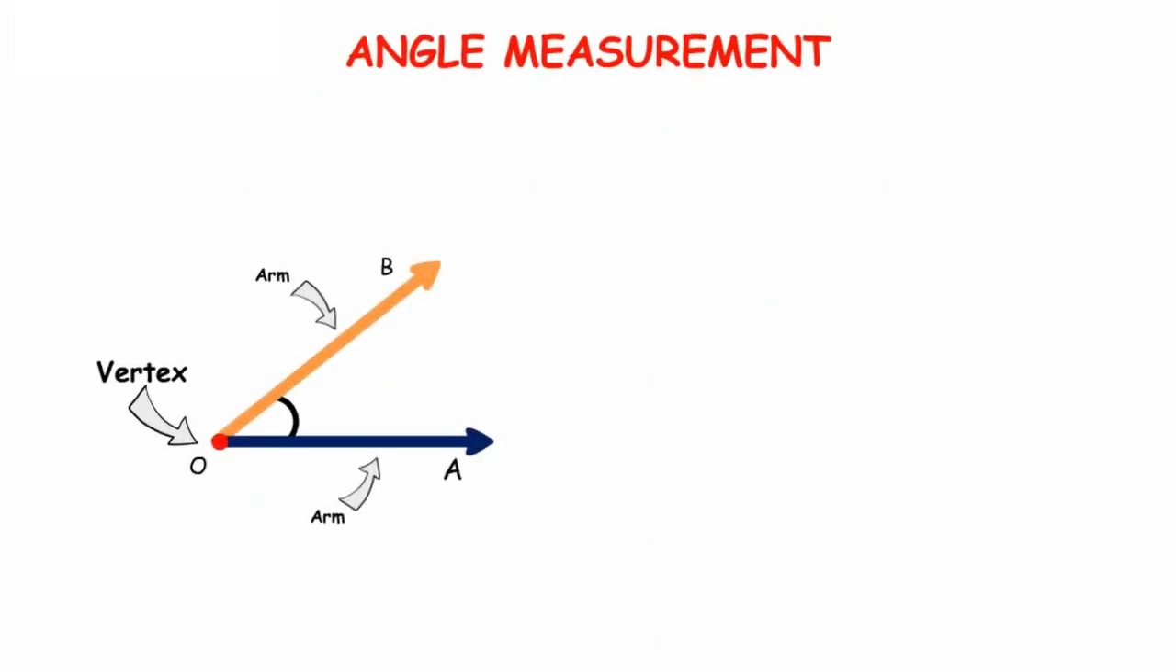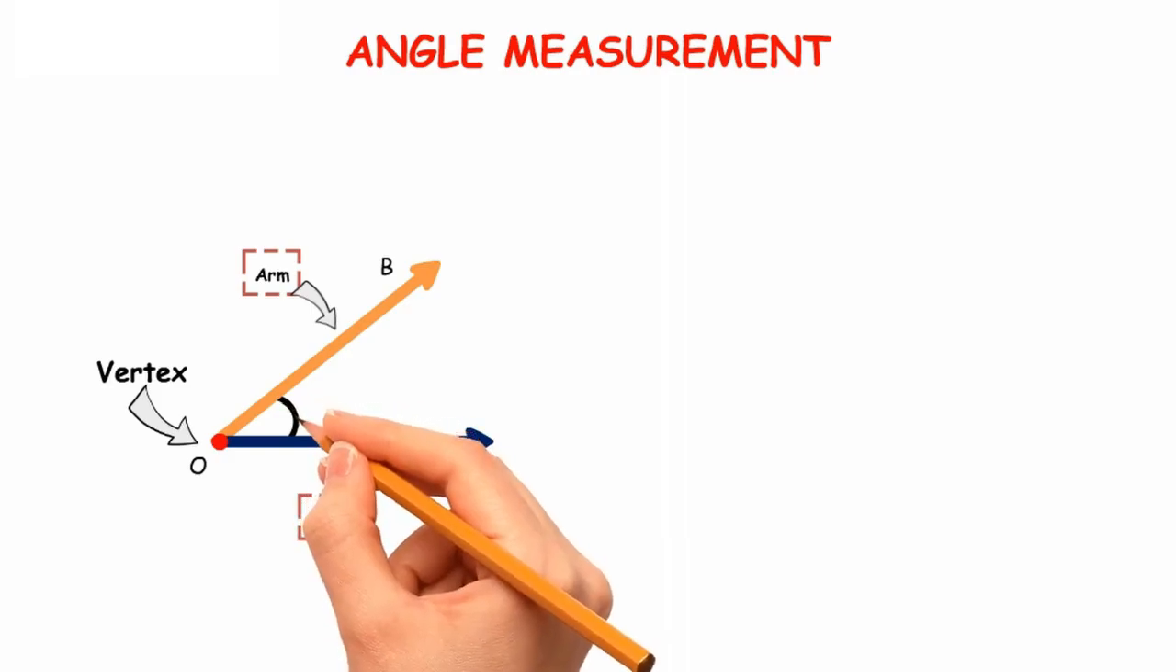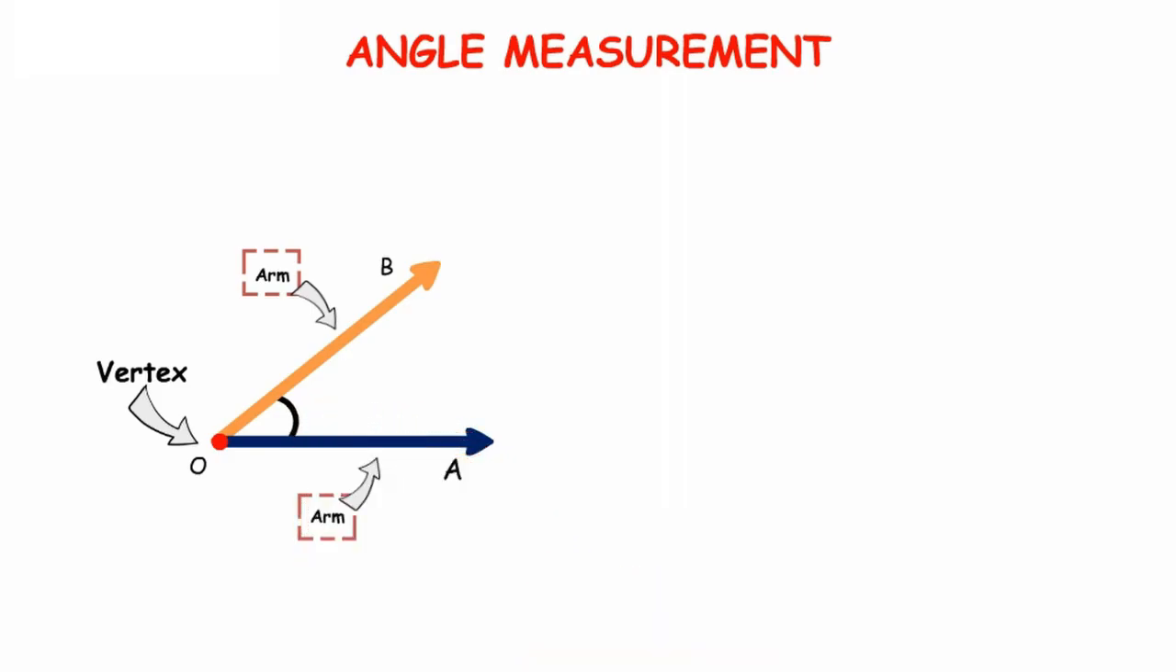Measuring an angle is not about measuring the lengths of the arms. When working with angles, we measure the amount of rotation. The standard unit for measuring the amount of rotation is the degree. There are total 360 degrees.